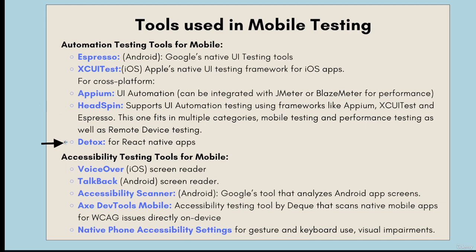Detox. This is for teams developing in React Native that want fast and reliable automation. It runs directly inside the app. It makes it faster and less flaky. It supports both iOS and Android as well. It's great for testing app flows like the login, navigation, data input.